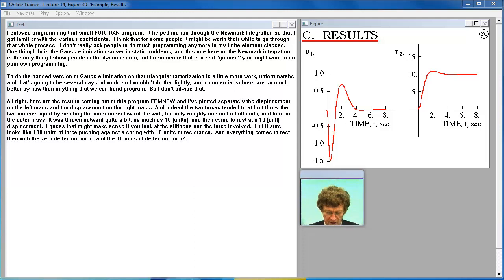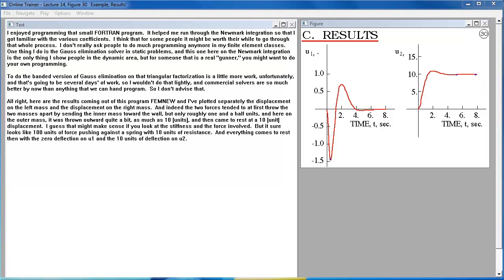Alright, here are the results coming out of this program FEMNU. I plotted separately the displacement on the left mass and the displacement on the right mass. And indeed the two forces tended to first throw the two masses apart by sending the inner mass toward the wall, but only roughly 1.5 units. And here on the outer mass it was thrown outward quite a bit, as much as 10 inches, and then came to rest at a 10-inch displacement.